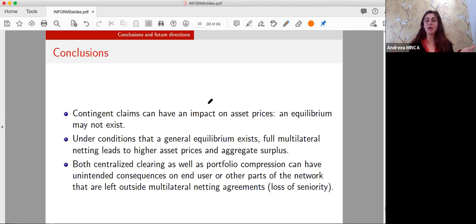So if indeed we are under the condition that the risk aversion is sufficiently low with respect to the Sharpe ratio of the external asset, then we can have an equilibrium, and the price reached under that equilibrium is higher when we clear the entire network. And the last point that I made was that both centralized clearing and portfolio compression can have unintended consequences on end users and parts of the network that are left outside the multilateral netting agreement. In particular, there is the loss of seniority. And moreover, clearinghouses can even be worse from that perspective.